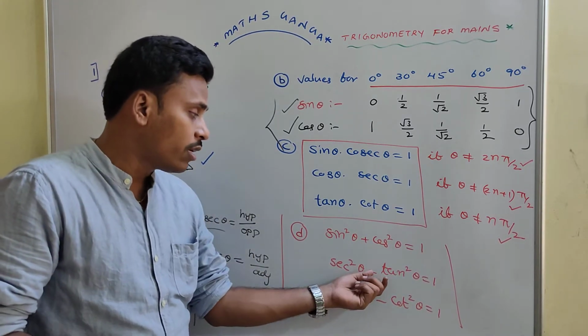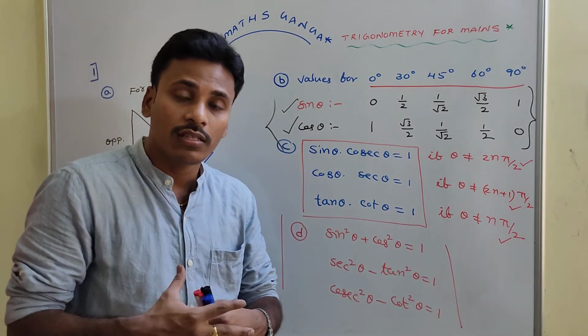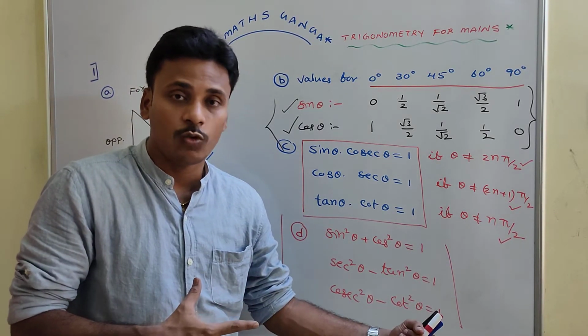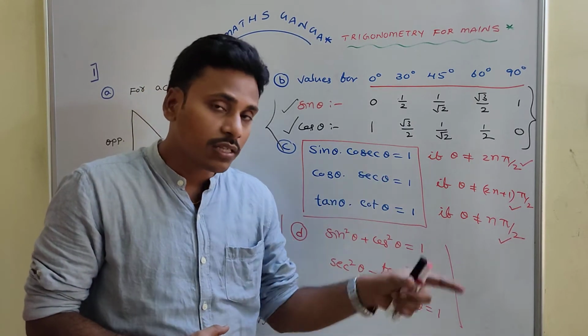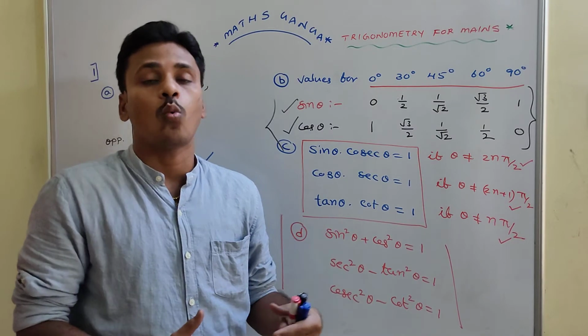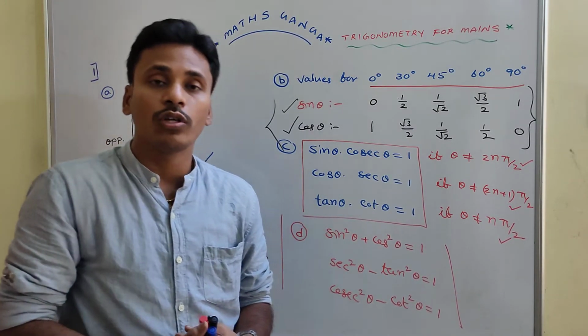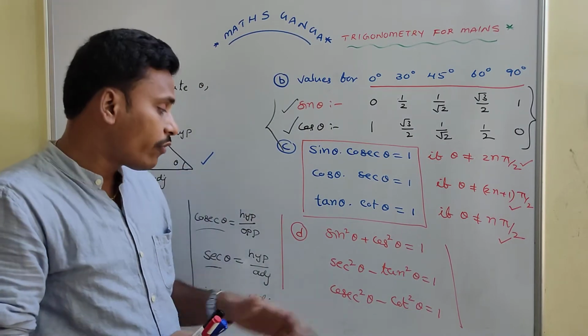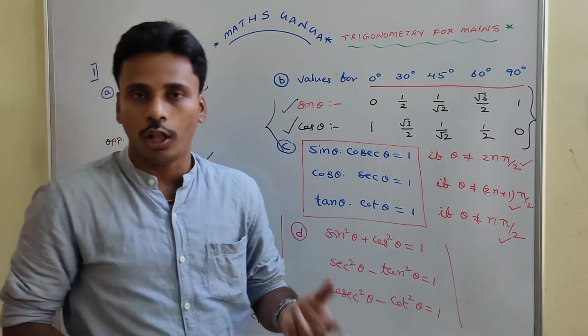In a similar fashion, from secant square theta minus tan square theta equal to 1, you know that secant theta minus tan theta into secant theta plus tan theta is 1. In the sense, secant theta minus tan theta and secant theta plus tan theta, these two are reciprocal to one another again. And if you know any one value, then automatically you are able to give the other value also, right? And for these two identities also, there are some restrictions like this. You need to think about all those things, right?